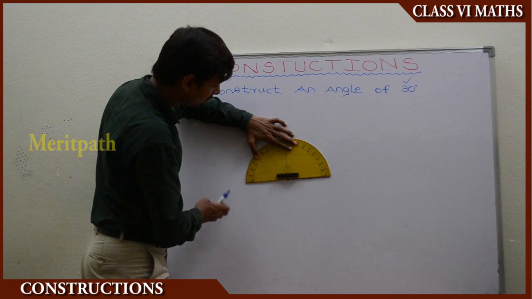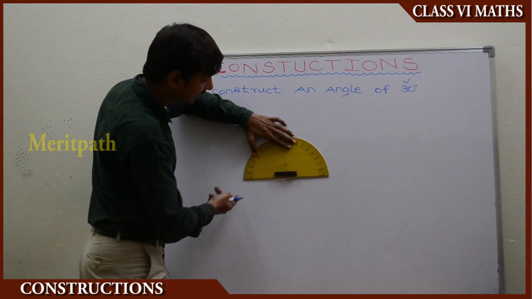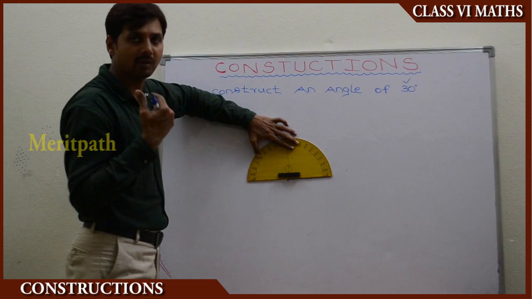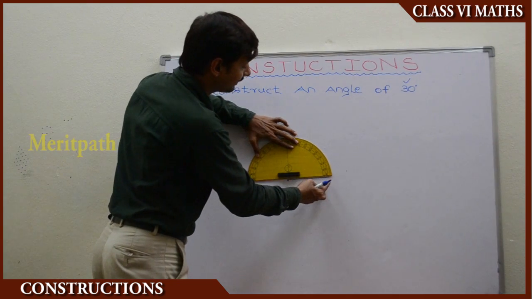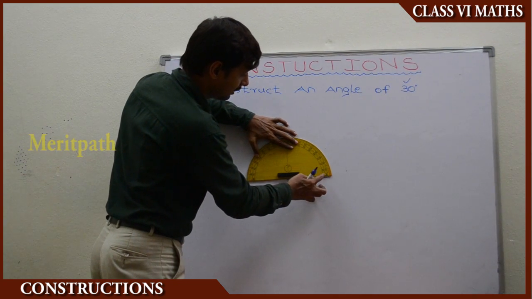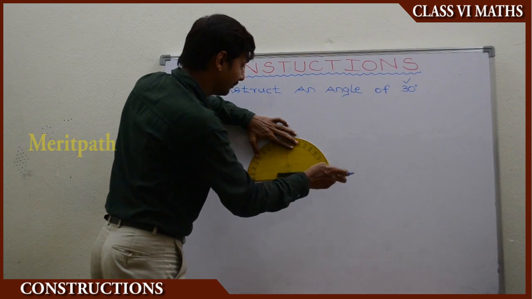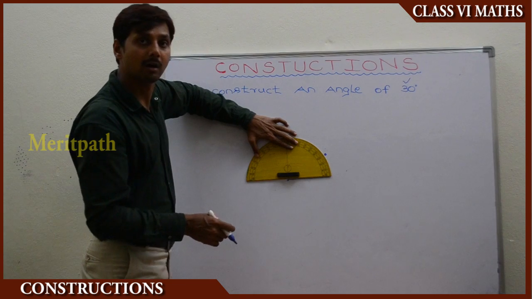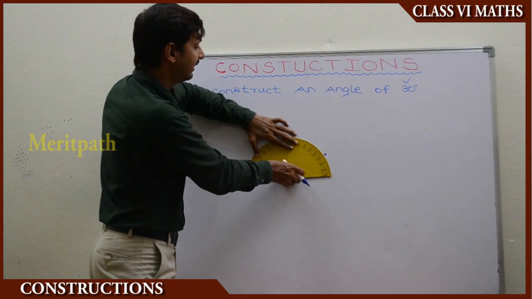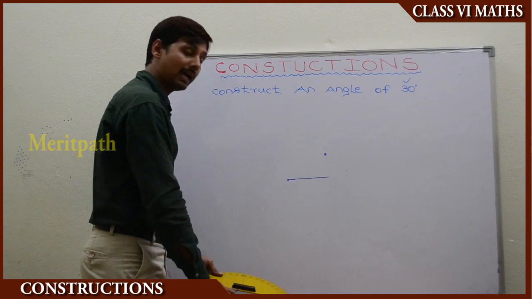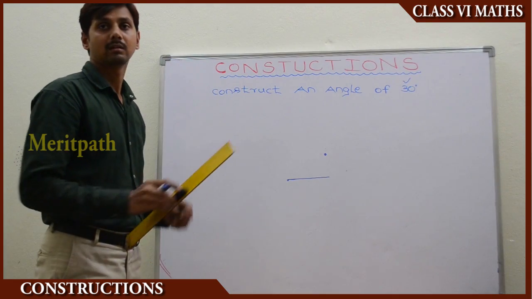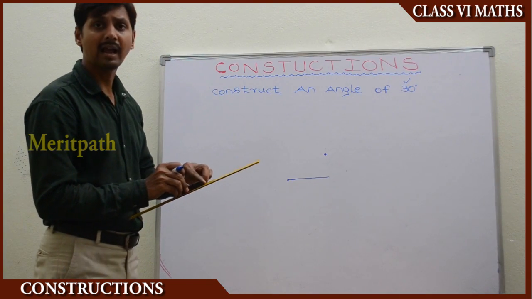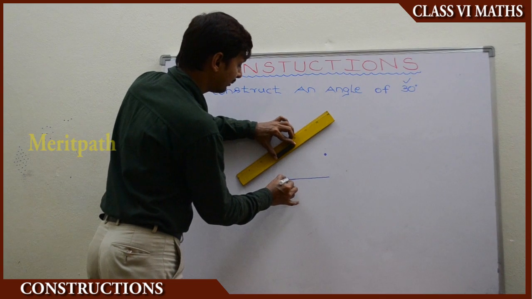From here we need to count, because there is no base on the left hand side, so we should not count from the left. So count from the right hand side of the protractor: 0, 10, 20, 30. This is 30 degrees. So just keep a point on the protractor at 30 degrees. And after that, take out the protractor and join this point with the initial point on the line segment.